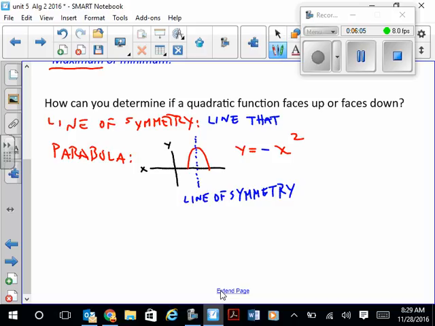Write down the whole definition for line of symmetry that I'm writing. It's the line that cuts the parabola in half. Okay, write that down, write that down.